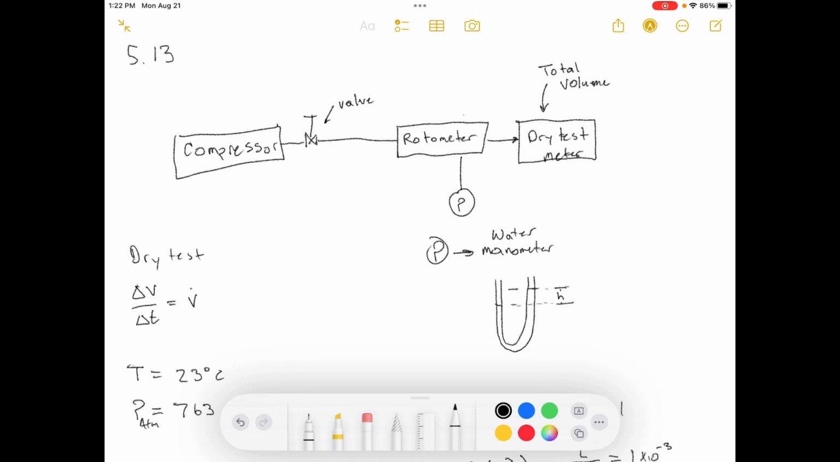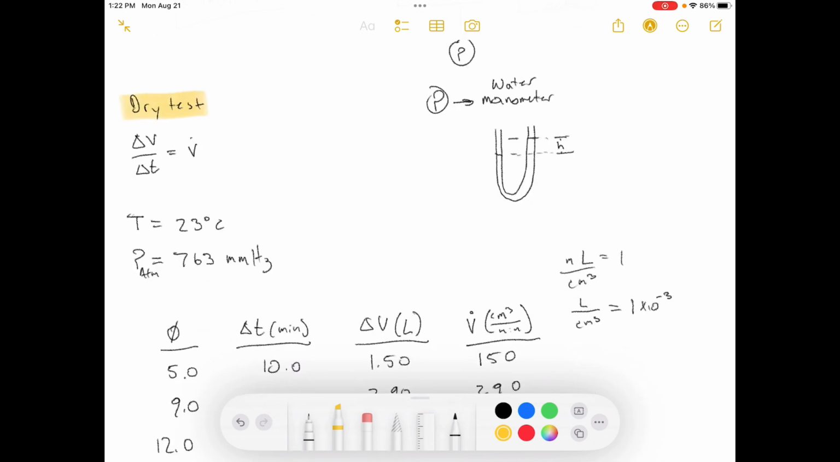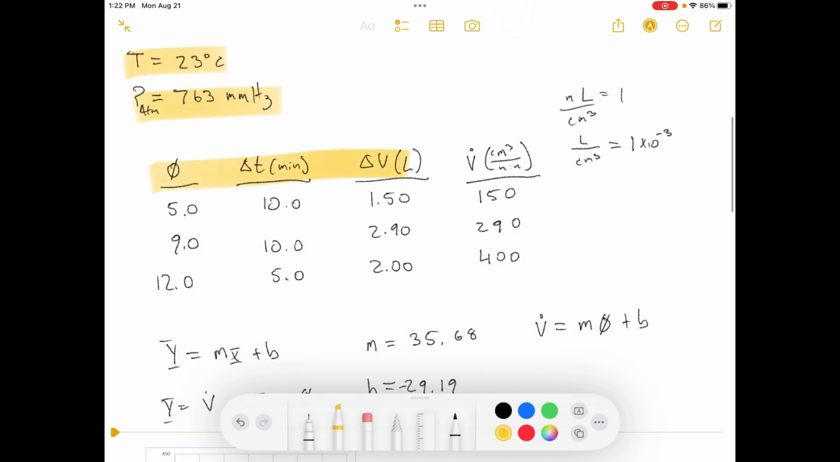And the following calibration data are taken on a day when the temperature is 23 degrees Celsius and barometric pressure is 763 millimeters of mercury. Okay, and then they give these specs here. And then they give us this table, not including this row. I added that later. Prepare a calibration chart of phi versus volumetric flow rate in standard units. The flow rate in standard centimeters cubed per minute equivalent to the actual flow rate at the measurement conditions.